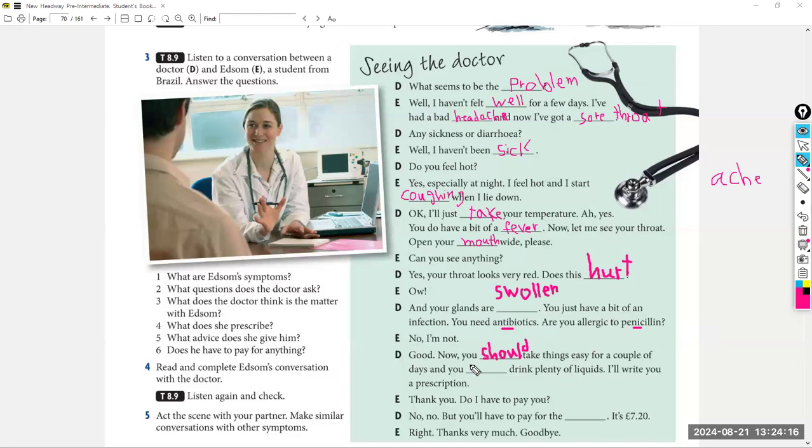So you must. You have no choice. You must do it, but should is for advice. So you must.